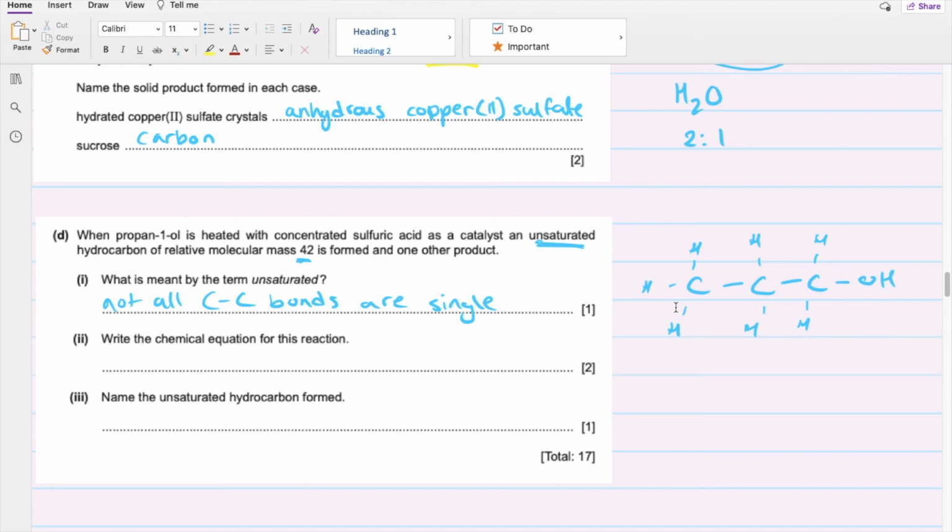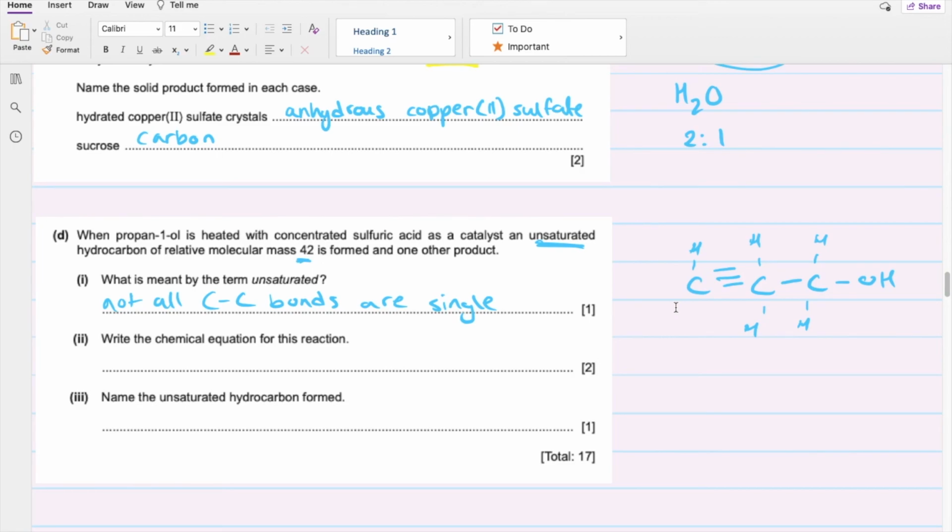If, for example, it was a double bond, like so, then they're not all single anymore. Or it can even be a triple bond, so then we're going to remove another hydrogen. It's not all saturated anymore, it's unsaturated. So saturated is when all the bonds have been used up.